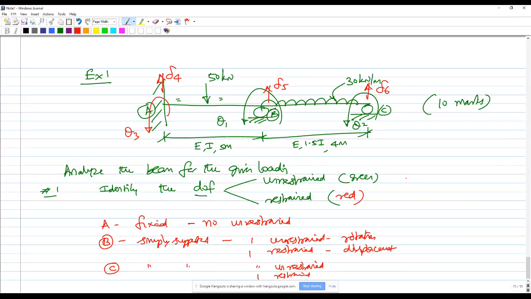Do you have any doubt in marking these degrees of freedom? Let me ask you this question. Is anybody online at this moment? Please share your views. Do you have any doubt in marking the degrees of freedom at this moment?